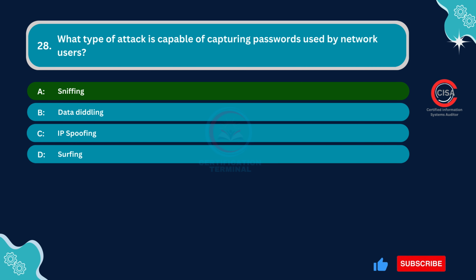Sniffing is a form of passive eavesdropping on a network, where an attacker intercepts and examines network traffic, including unencrypted passwords, as it travels across the network. This interception can occur on wired or wireless networks. Sniffing attacks are particularly effective in capturing passwords because they allow attackers to see plaintext credentials sent over the network. Once captured, these passwords can be used for unauthorized access to network resources, sensitive information, or other malicious activities.